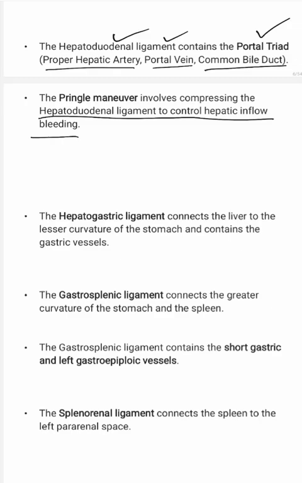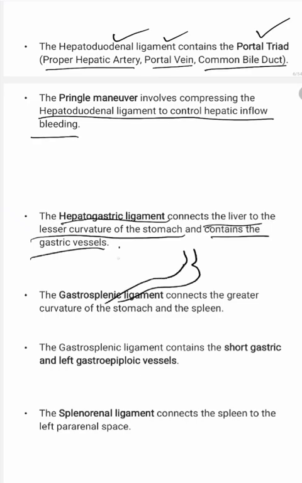Now, the hepatogastric ligament connects the liver to the lesser curvature of the stomach and contains gastric vessels. As its name indicates, liver to stomach. But which part of the stomach? The lesser curvature of the stomach. If we look, this is the hepatogastric ligament. The lesser curvature of the stomach is connected to the liver by the hepatogastric ligament.